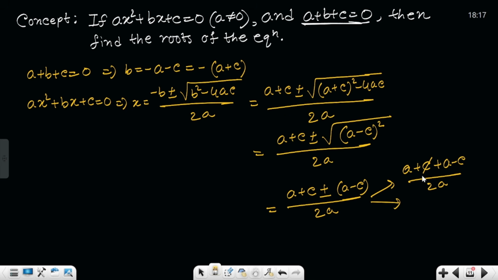Now here c and c will be cancelled out, and what will be left, 2a upon 2a, which is equal to 1. And we will get the second solution, a plus c minus a plus c divided by 2a. A and a will be cancelled out. What will be left? 2c by 2a, which is equal to c by a. Okay. So yeah, we got two solutions of x. X is equal to 1 and c by a.